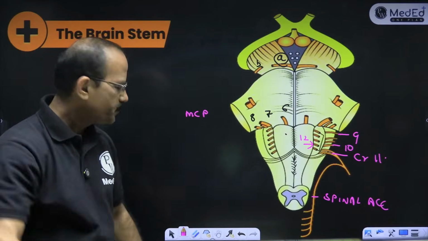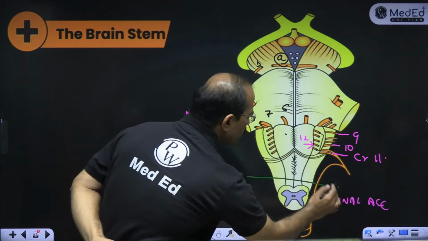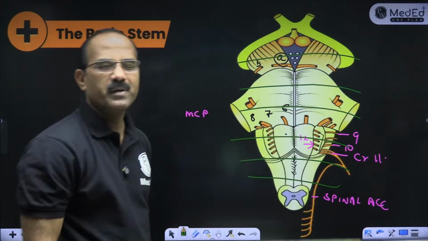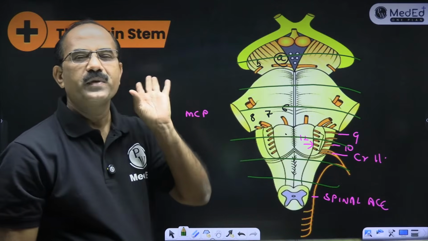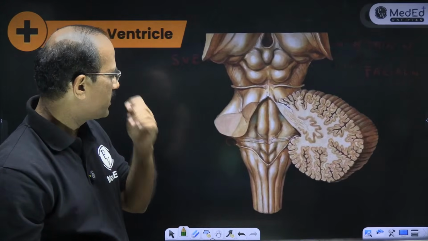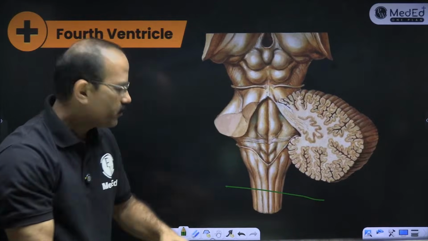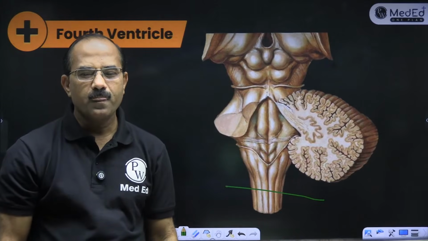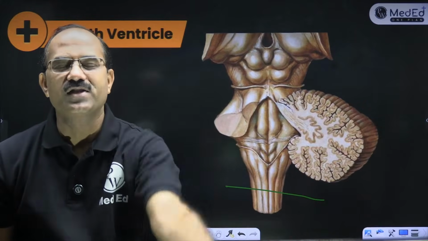We take sections through the medulla, through the pons, and through the midbrain. Now, medulla is divided into two halves. One moment. If we take a section from here, what cavity do we get in the medulla?